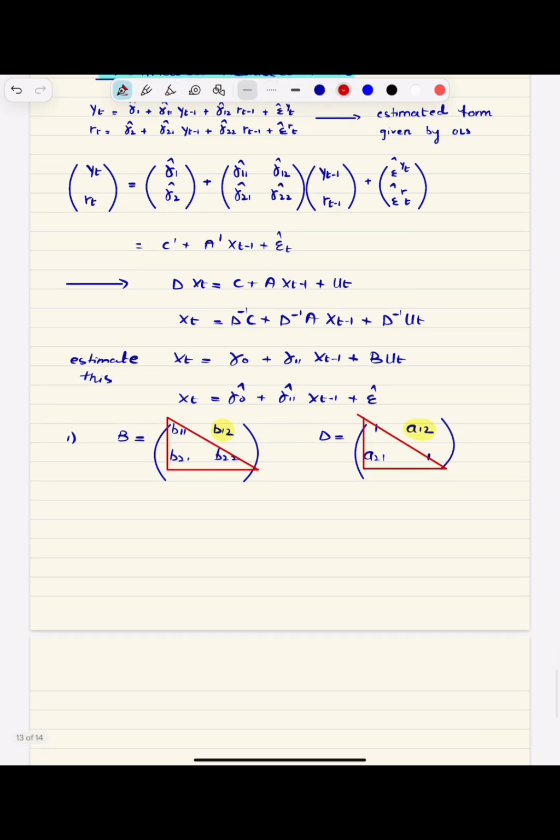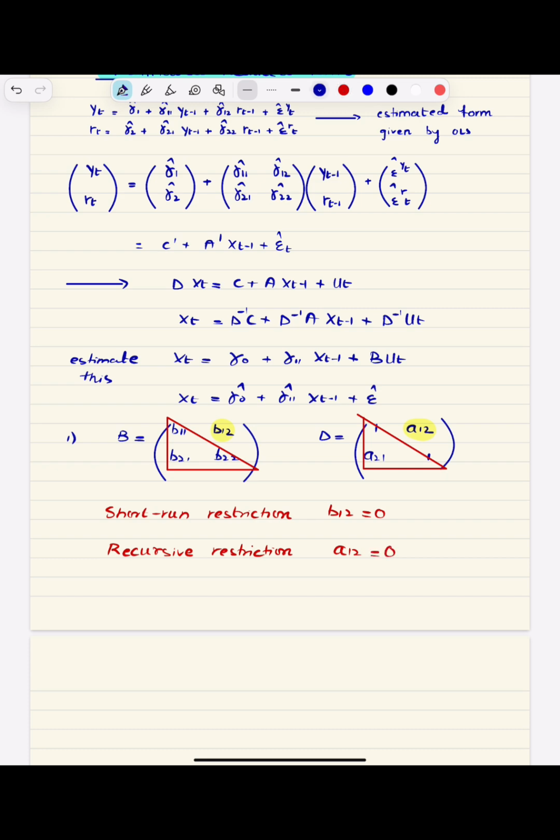So a short run restriction which we can place is that B12 is equal to 0, and a recursive restriction which basically eliminates any contemporaneous impact of one variable on the other. This is called a recursive restriction.